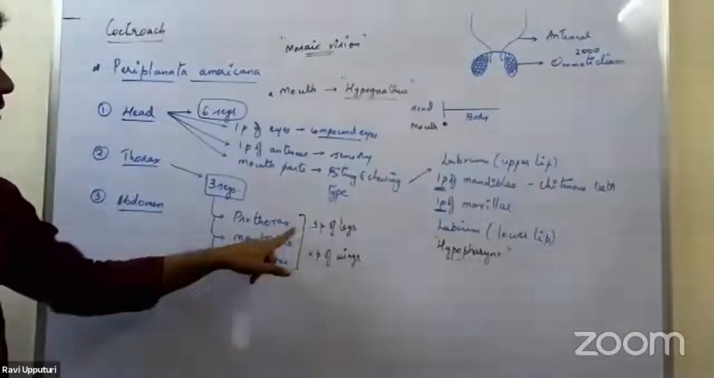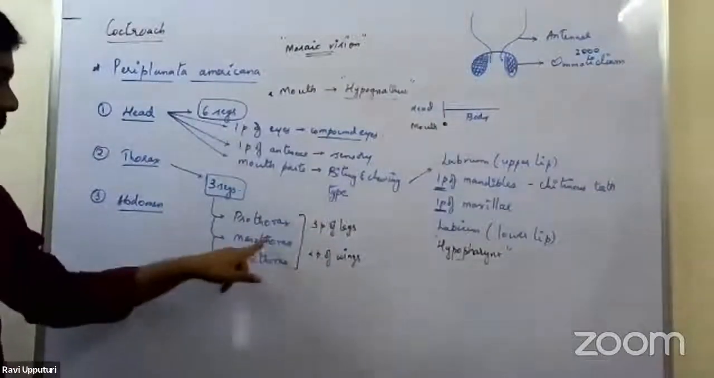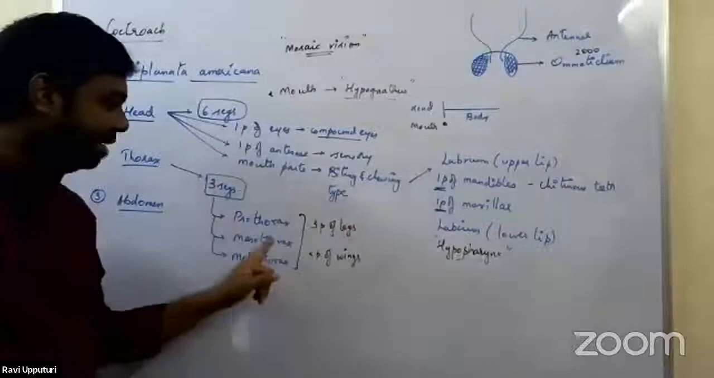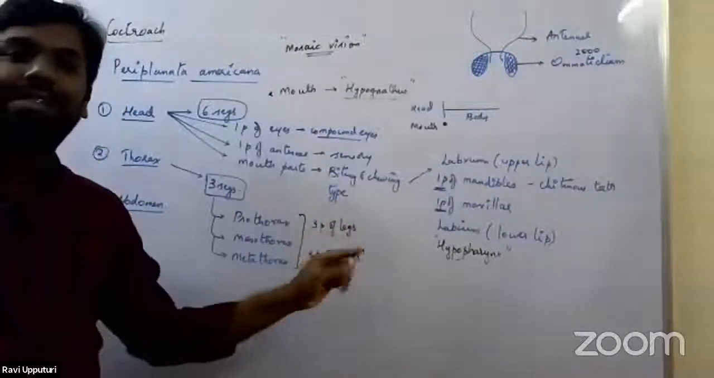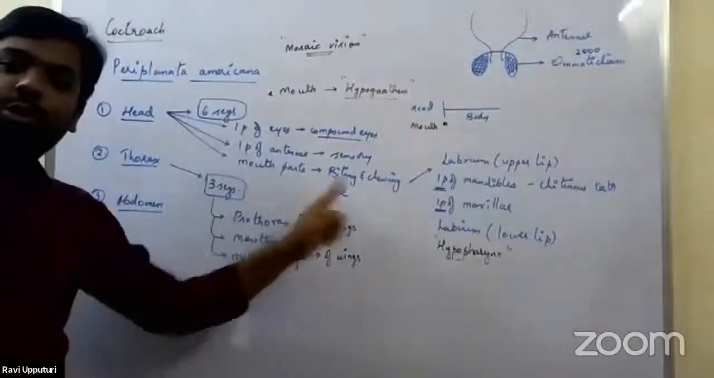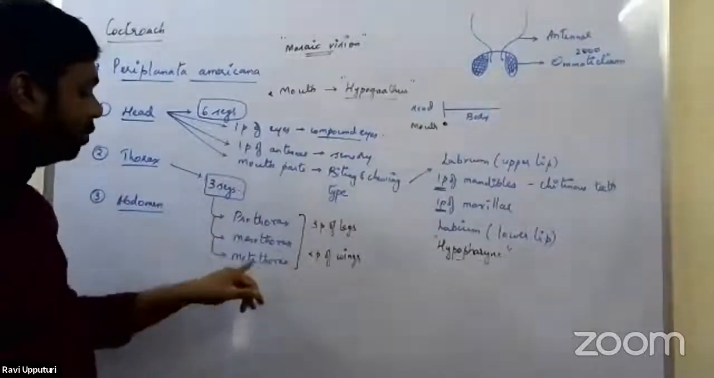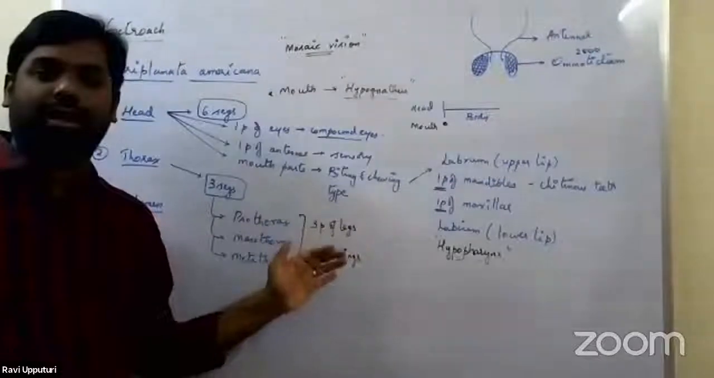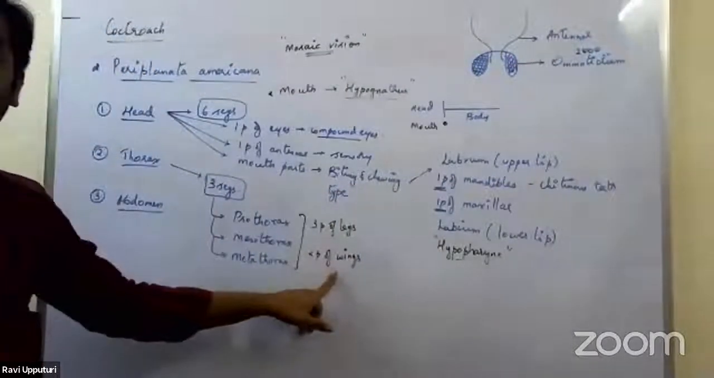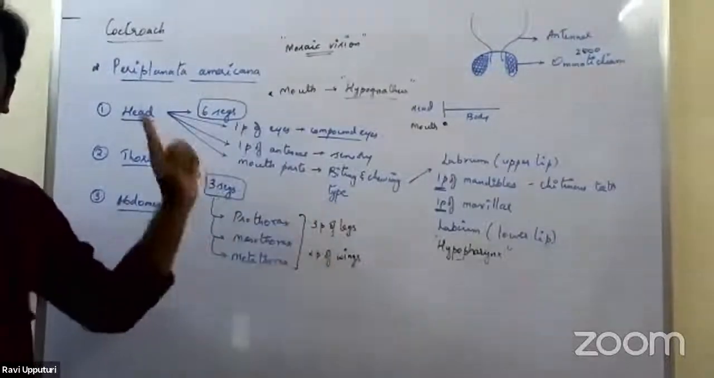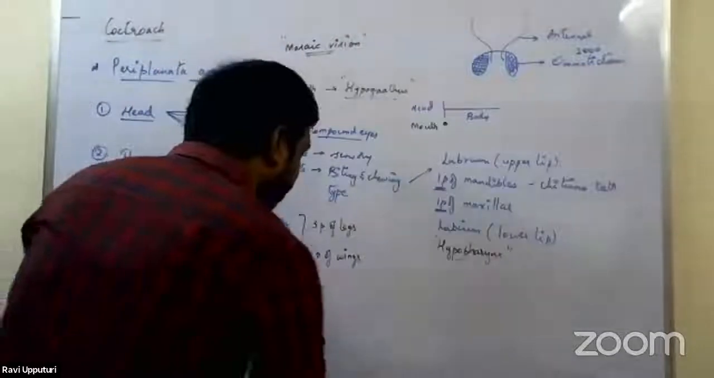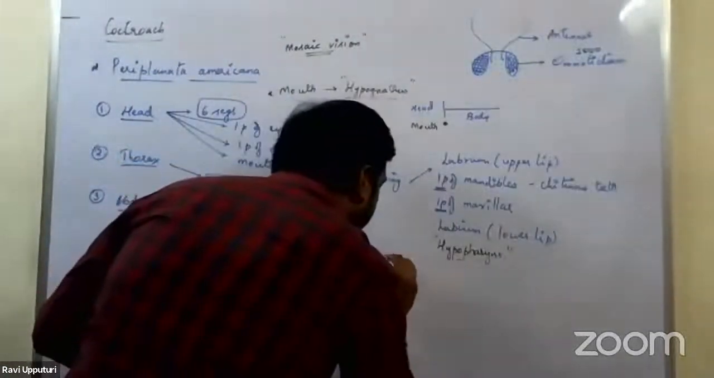From the prothorax there is one pair of legs arising, and from the mesothorax there is one pair of legs. The legs arising from the prothoracic segment we call prothoracic legs, those from the mesothorax we call mesothoracic legs, and those from the metathoracic segment we call metathoracic legs. Along with that, there are two pairs of wings, which we call the mesothoracic wing and the metathoracic wing.